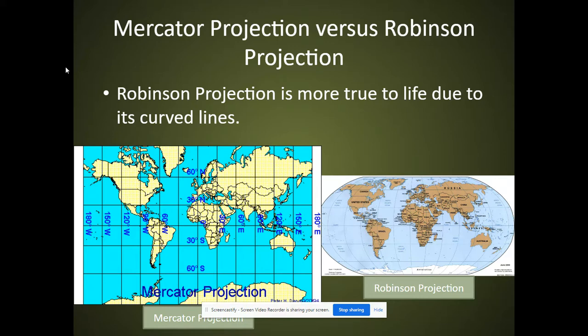The Robinson projection map takes into account the curvature of the Earth, and that's why you see that the longitude lines, the vertical lines, are curved. And this can mean that younger students can mess up while reading it, but once you learn how to read it, this map is more accurate than the Mercator projection map. But it still has some problems. It still has some inaccuracies.